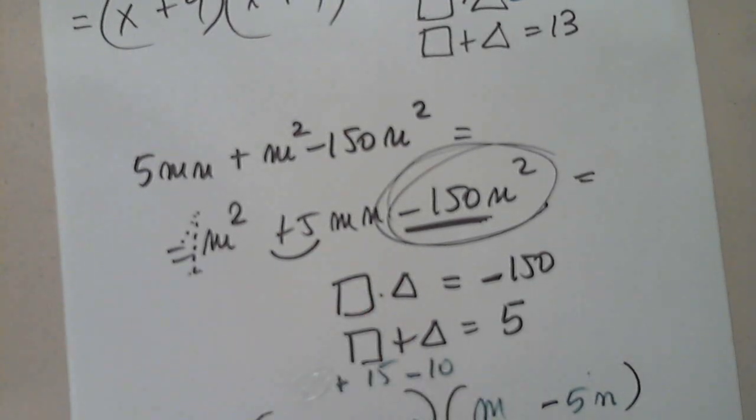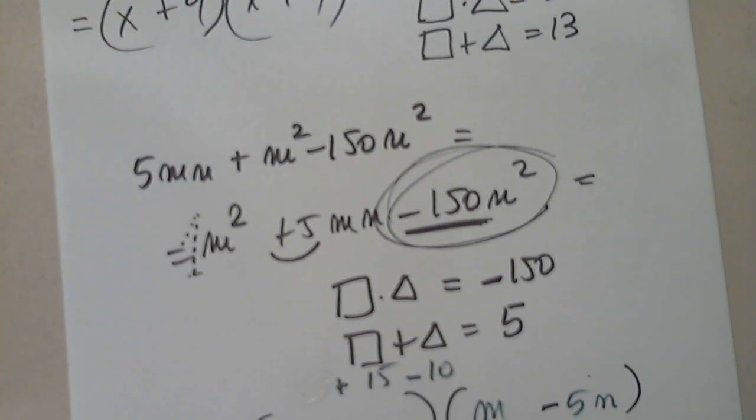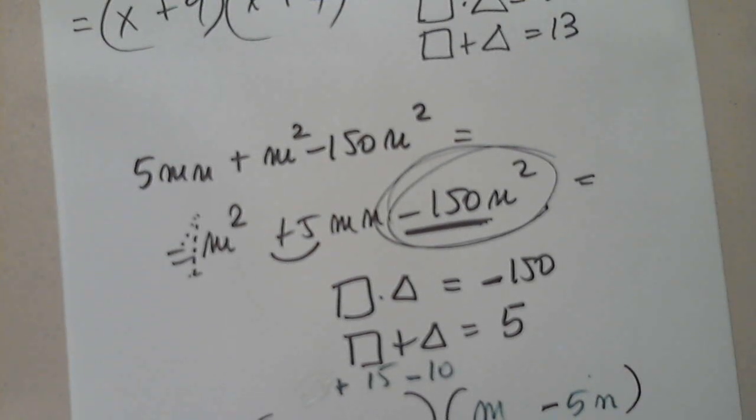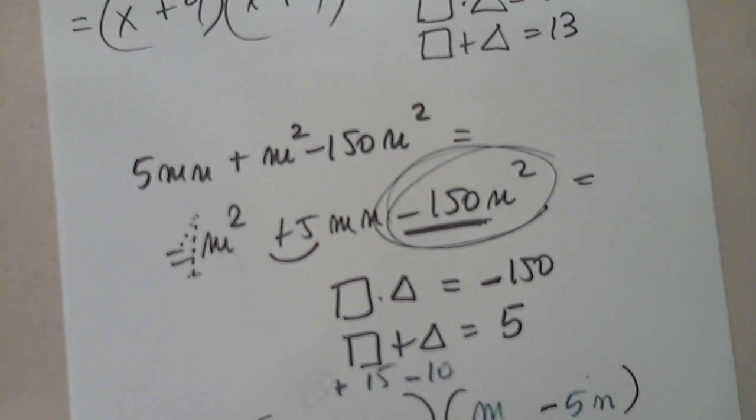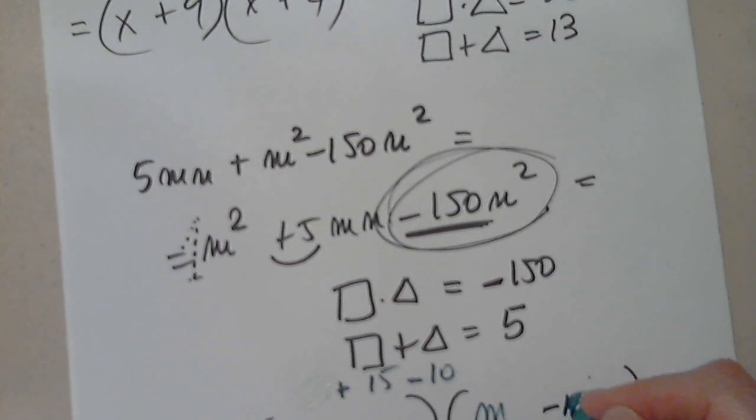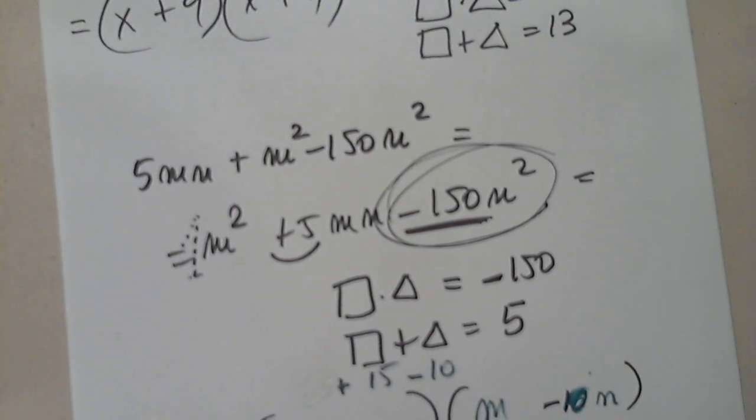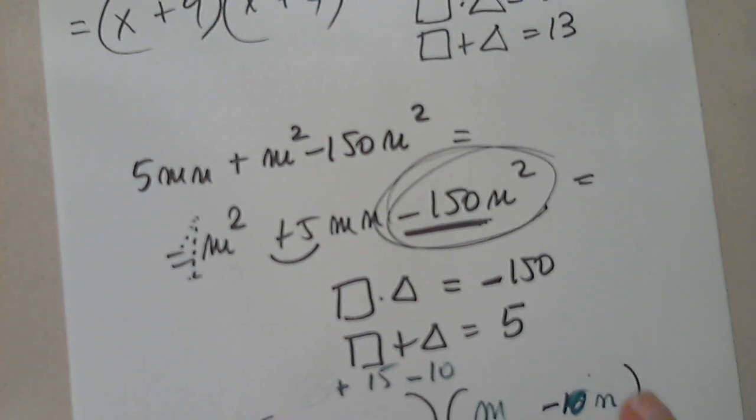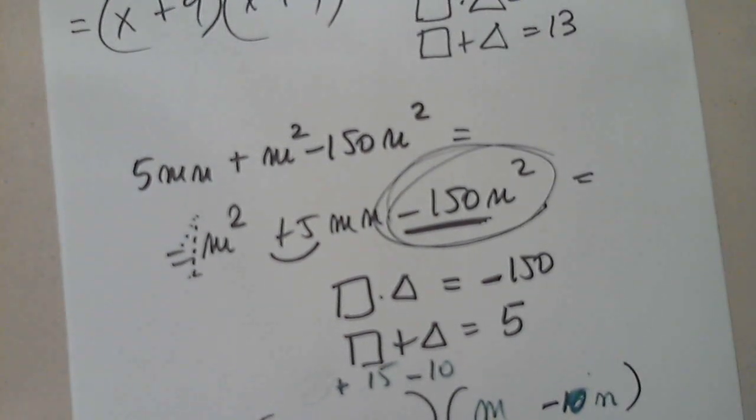M times m is m squared. Negative 10mn plus 15mn is 5mn, and 15n times negative 10n is negative 150n squared. I talk too much.